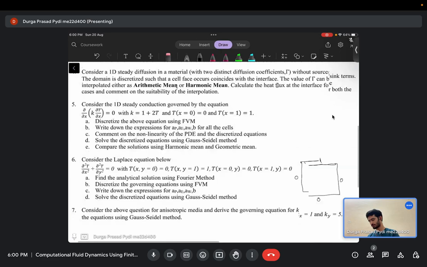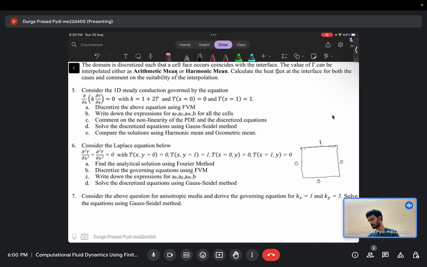Now let's come to the fifth question. It asks you to solve the conduction equation without any source or sink terms, but the only difference is that your thermal conductivity is not constant, it is a function of temperature. This is what we have been discussing previously. You have your differential equation where your coefficient is a function of the unknown. Here the unknown is the temperature, and your coefficient is also a function of temperature. These types of equations are what we call nonlinear PDEs.